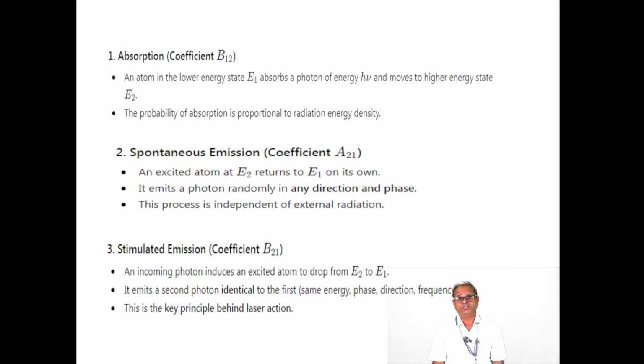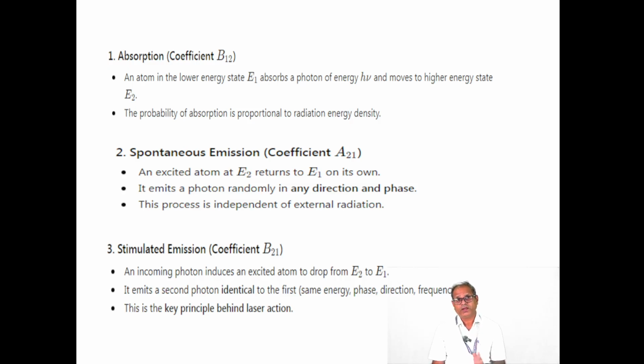One parameter is the number of atoms present in the ground state; the rate of absorption is directly proportional to the number of atoms in the ground state. Secondly, it also depends on the radiation density of the incident photon. So, the rate of absorption depends on the number of atoms in the ground state and the radiation density of the incident photon, and that coefficient is B12, where 12 represents atoms moving from state 1, the ground state, to state 2, the excited state.